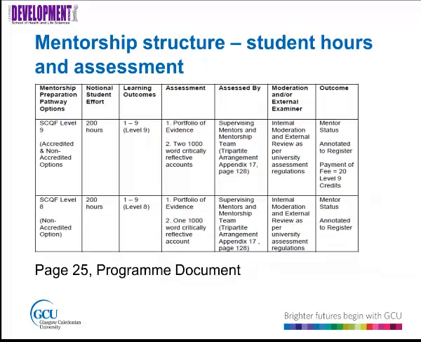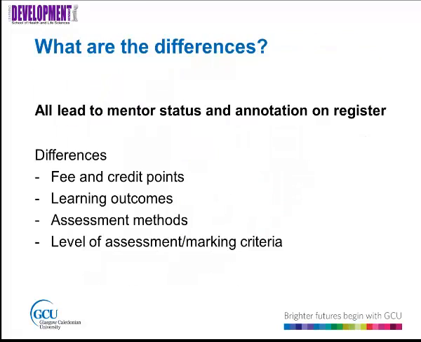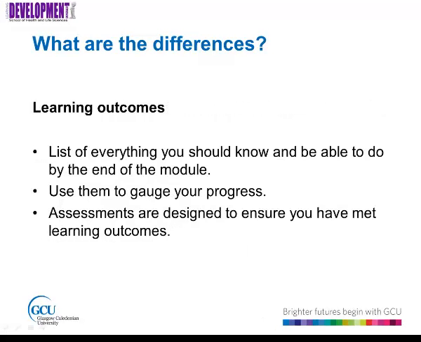As you can see from this table, in reality there isn't all that much difference between the three pathways. Remember that Level 9 can be taken as both non-accredited and accredited, however. They all lead to mentor status and annotation on the register. The difference is in the level of assessment, what you're expected to produce as coursework, and the academic standard expected of that written work. When choosing your pathway, it's essential to recognise the differences between them.